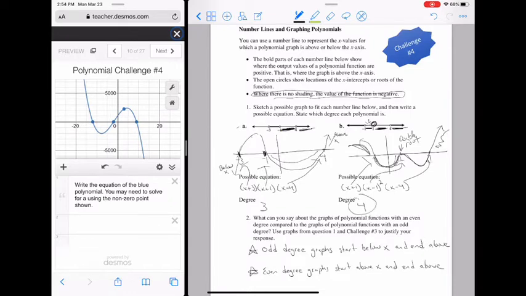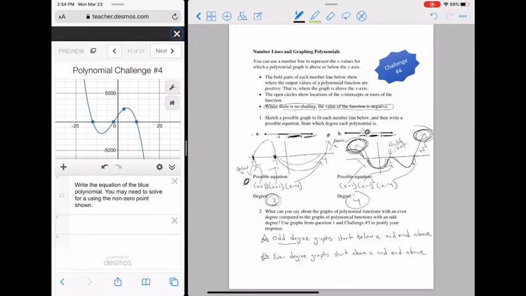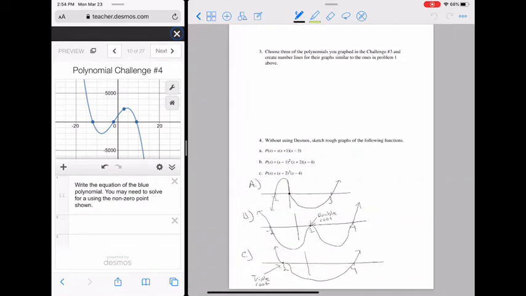Notice, 4th degrees, they start above and end above. 3rd degrees start below and end above, right? Odd degree. So what can I say about the graphs of polynomial functions with an even degree compared to the graphs of functions with an odd degree? Odd degrees always start below and end above. Even degrees always start above x and end above x, okay, if they're positive. So that's that part of it.